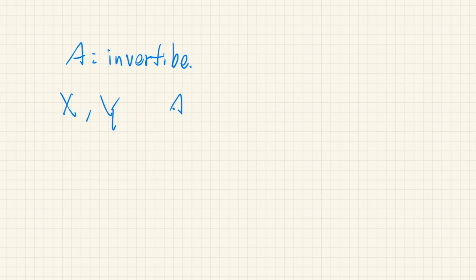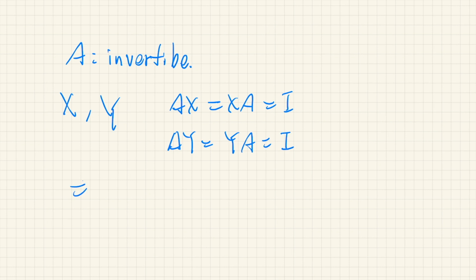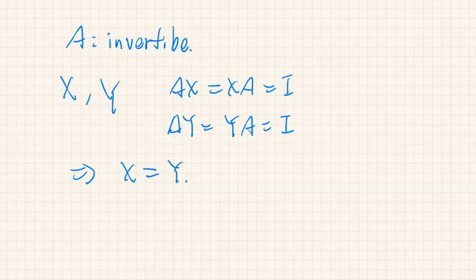So that means AX = XA = the identity, and AY = YA = the identity. Then X must be equal to Y. Let's show this. So X is equal to XI. I is the identity matrix, of course. Multiplying by the identity doesn't change X, so we have this equality.